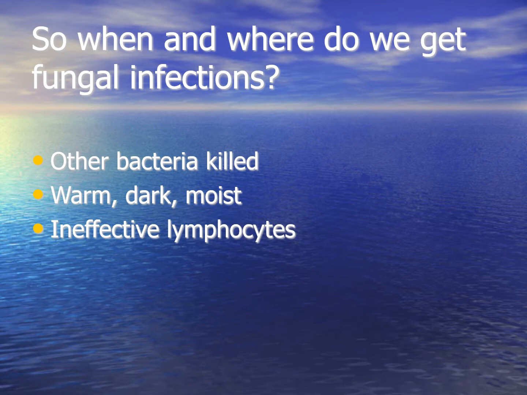Fungal infections, when do we get them? Well, when other bacteria are killed. So if you've got somebody that's on a lot of antibiotics, sometimes they'll get a fungal infection. Classic example is a woman that is on antibiotics for a sore throat. We kill off all the bacteria in her vaginal area, and she develops a yeast infection. Yeast is a type of fungus, of course.